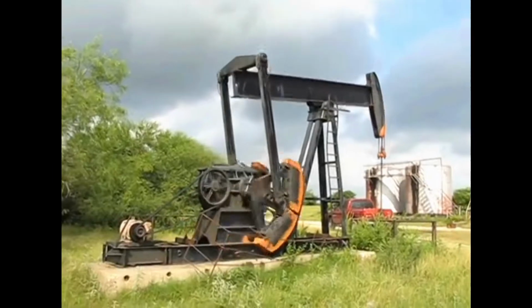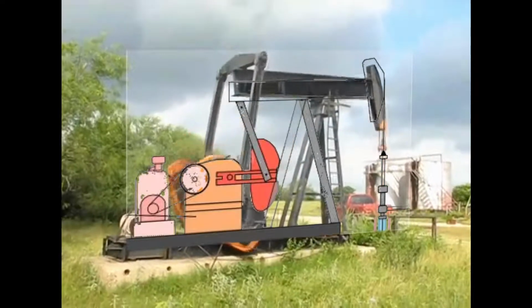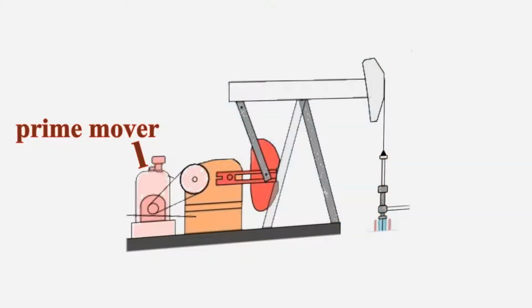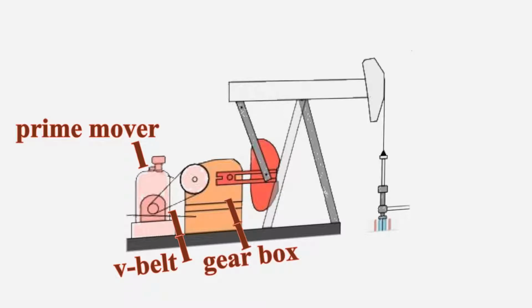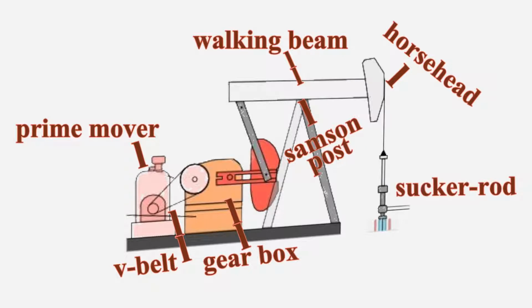Here's an example of a working sucker rod pump. Follow along as I name the parts and show where each is located. Prime mover, V-belt, gearbox, walking beam, Samson post, horse head, sucker rod, counterweights.